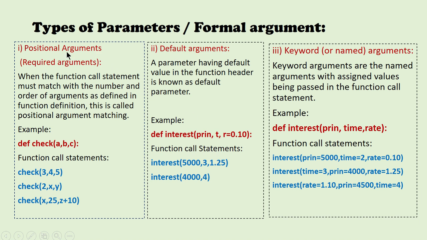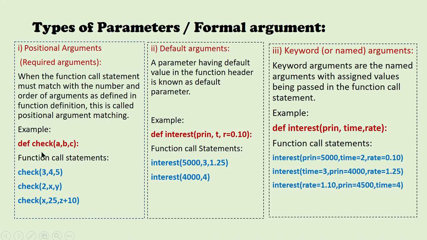So what do you mean by each one of them? We will understand. Let us first start with the positional arguments or required arguments. What do you mean by positional arguments? When the function call statement must match the number and order of arguments as defined in the function definition, this is called positional argument matching. Whatever function definitions we have discussed so far, we have discussed only this, that is positional or required arguments.